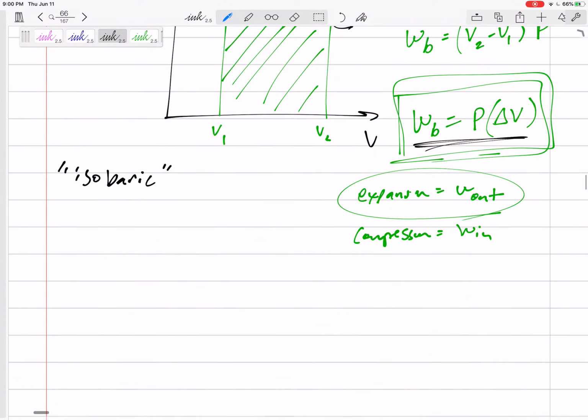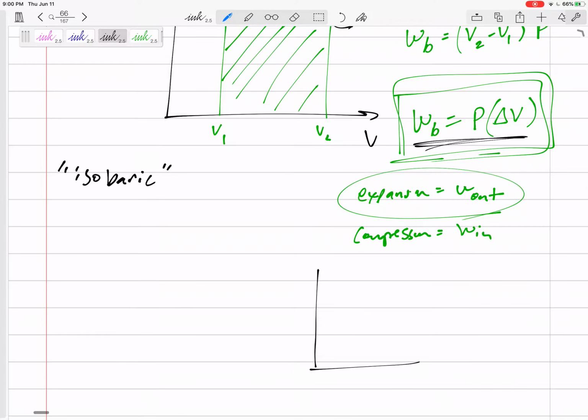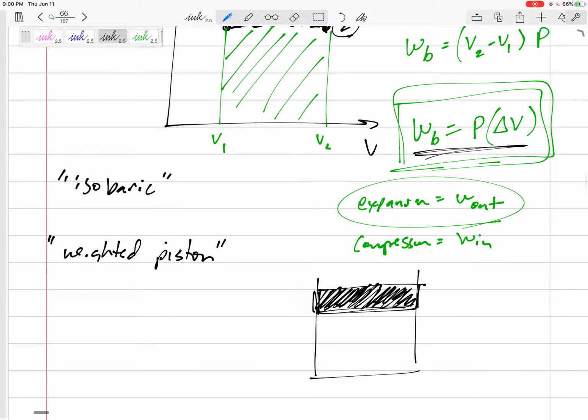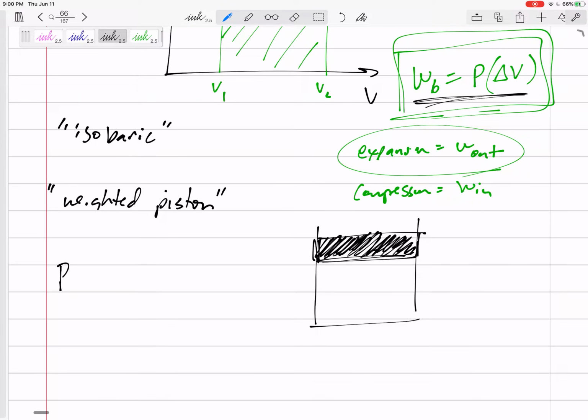But sometimes it won't say that. Sometimes it will just be a piston with a top, with this weight right here, and this weight can move up and down. So if it is a weighted piston cylinder device, and the weight is not changing, then it's going to have the same pressure pushing down on that fluid. So a weighted piston cylinder device would be a constant pressure process.